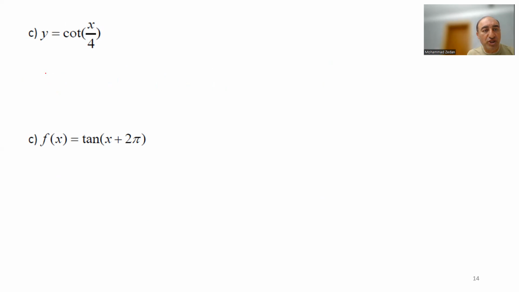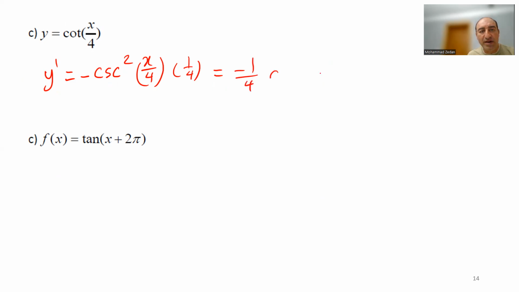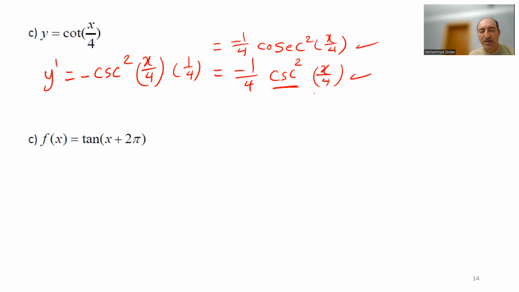And cotangent x over 4. So y prime equal negative cosecant square x over 4 times the derivative of x over 4, which is 1 over 4. So the final answer is negative 1 over 4 cosecant square x over 4. Sometimes we write cosecant in 3 letters or in 5 letters like this. Cosecant square x over 4. You can write cosecant, as I said, in 3 letters or 5 letters, no problem.